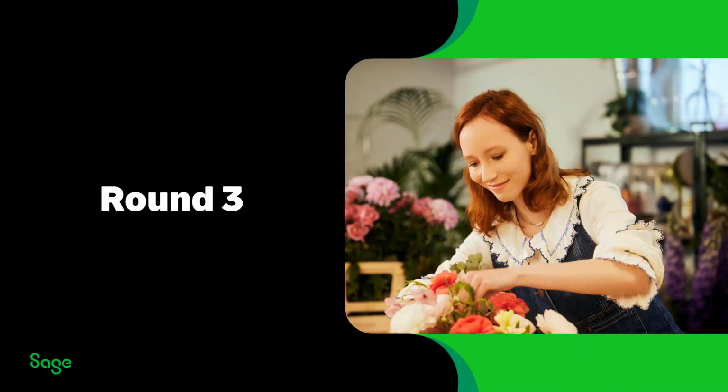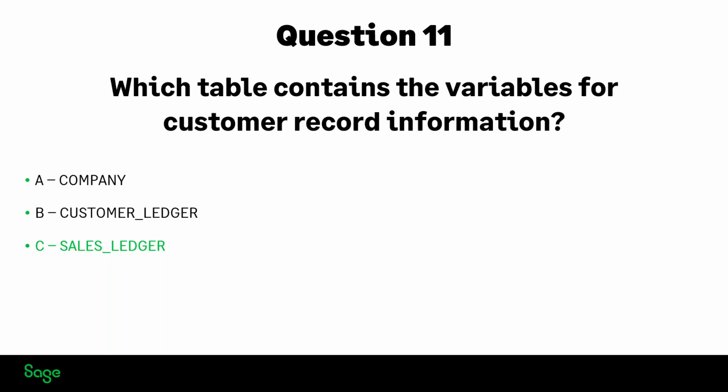Right, let's hide that and we'll again quickly run through some answers. So round 3 answers. Question 11, which table contains the variables for customer record information? It is sales ledger. So customer ledger is not actually a table that exists. I just made that one up.